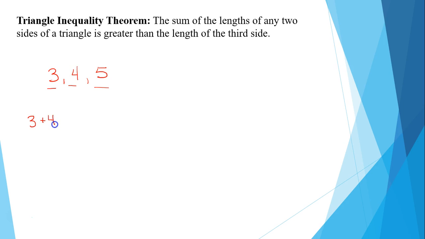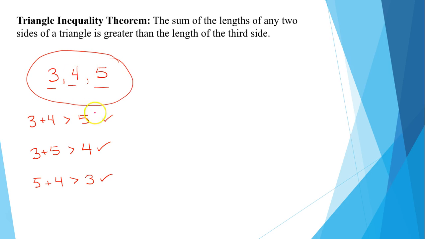3 plus 4, set up the inequality. Is that greater than 5? Yes, it is. Now do another two sides of this possible triangle. Add together 3 plus 5. And that must be greater than the third side, which is 4. And that checks out too. And then let's see, 5 and 4. 5 plus 4 needs to be greater than 3. Well, that's true also. So this right here is a triangle according to the triangle inequality theorem.